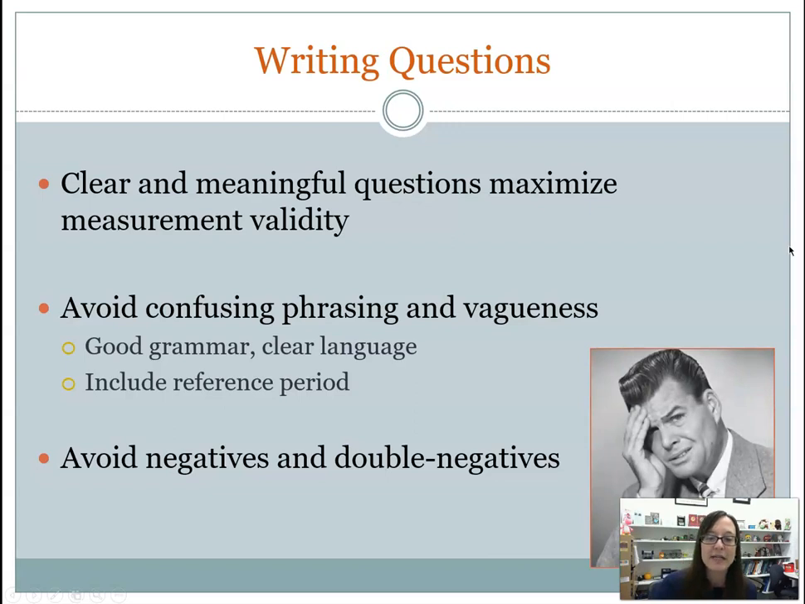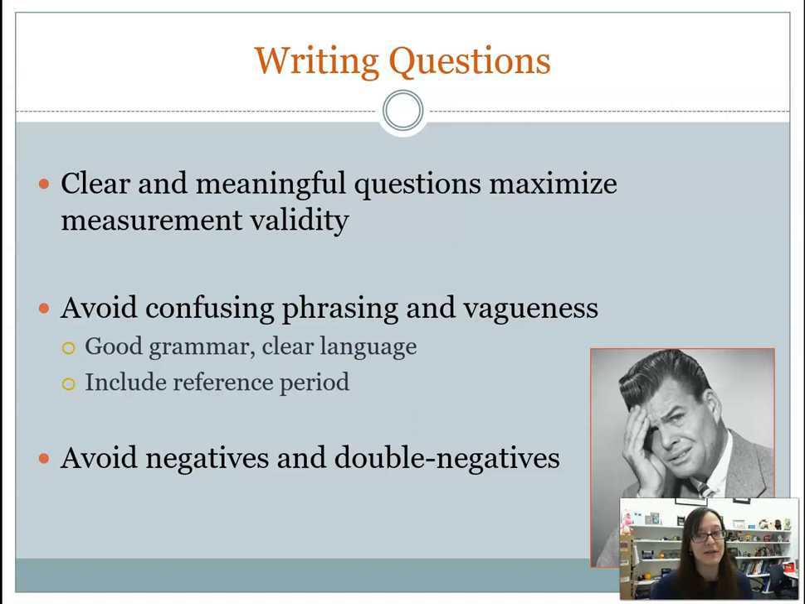You also want to avoid negatives and double negatives. So a negative would be something like, do you think prison penalties should not be increased? So you want to know if they think prison penalties should be increased, but the way you ask the question, if you say should not be increased, and if they say yes, it means they think it should stay the same and not go up. So it's kind of a confusing way to ask that question.